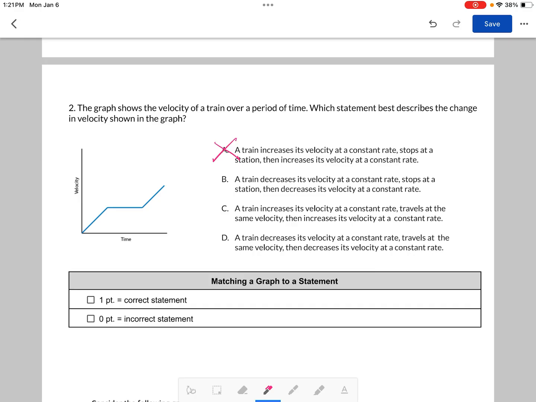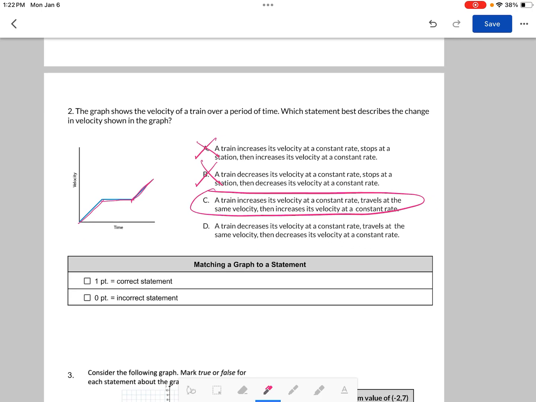B, a train decreases its velocity at a constant rate. Well, right away I see we're increasing, so B could not be a possibility. C, a train increases its velocity at a constant rate, travels at the same velocity, then increases its velocity at a constant rate. C is our correct answer. If you look at this graph, we're increasing at a constant rate, then it stays at the same velocity, and then it increases its velocity again at a constant rate. So C is the correct answer for number 2.